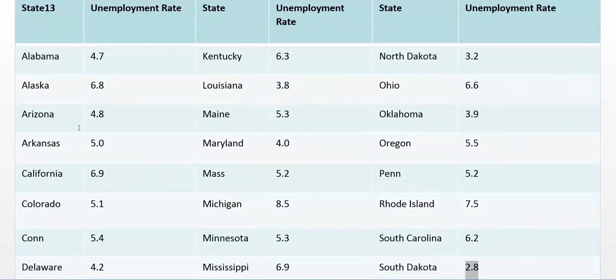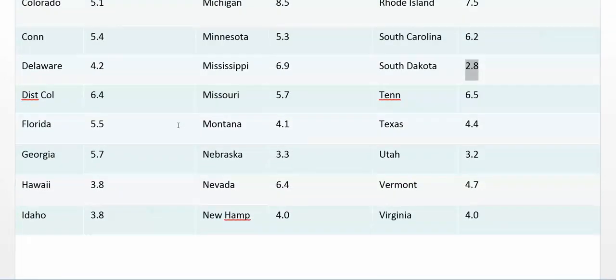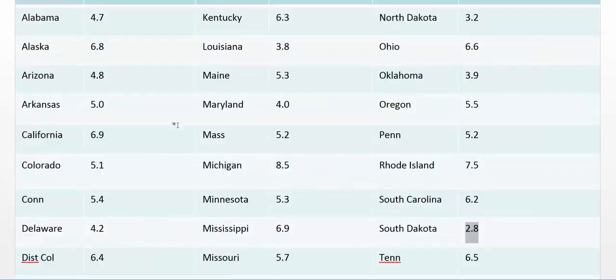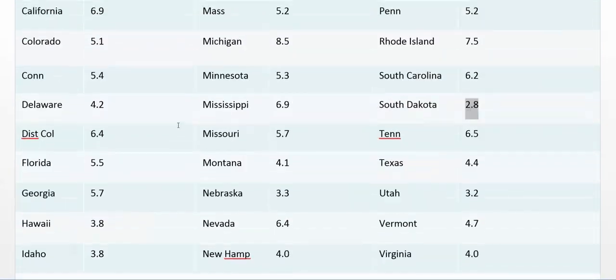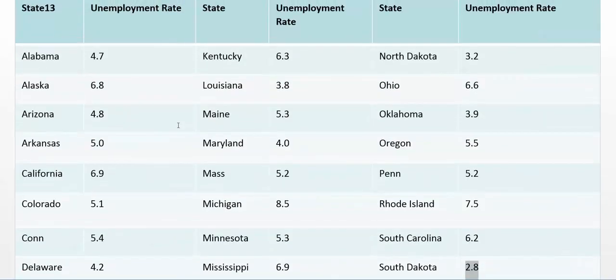Let's see, 3 would be the next one. So do I see any 3.1s? Looking through the data here. So we got 3.2 and 3.2. Okay. So each observation gets a number. I'm going to go through and collect up all of these numbers.